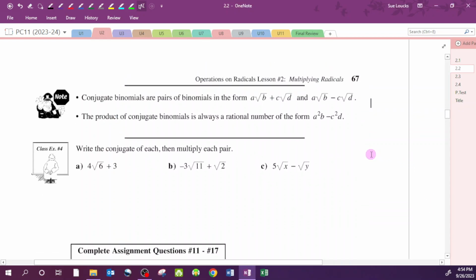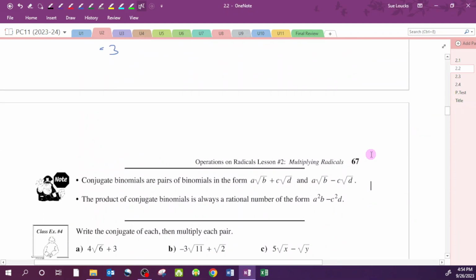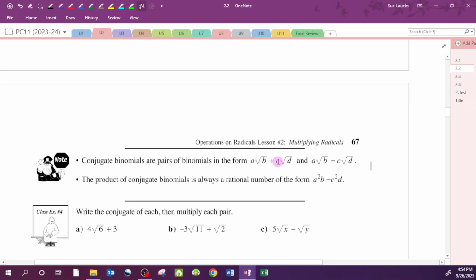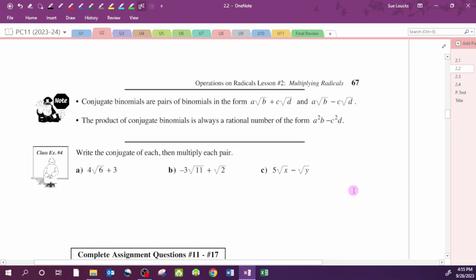Okay, on the next page, the conjugate is basically, conjugates always come in pairs. So the terms are the same, and one of them is positive and one of them is negative. That's what it is. So it's going to be a difference of squares. And yeah, this is just what it comes out as. Don't get confused by that. Let's just do the conjugates of these things.